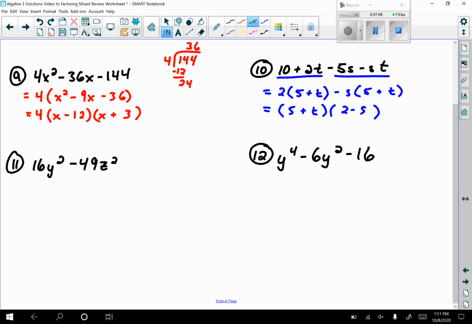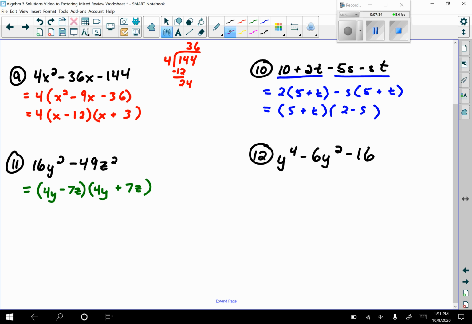Number 11 is actually a difference of squares. There's no GCF here. I'm going to make two sets of parentheses and simply take the square root of each term. So the first one is going to give me a 4y. Square root of 49z squared will be a 7z. So I want a 4y, 7z in the other one, and just one plus, one minus. Or it could go plus, then minus. Doesn't matter, as long as it looks like this.